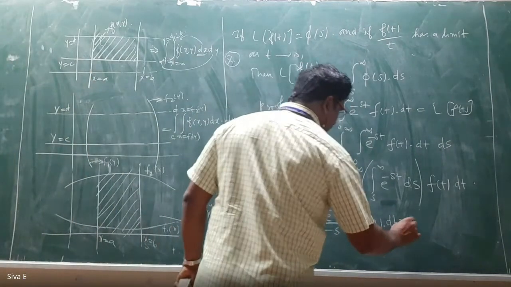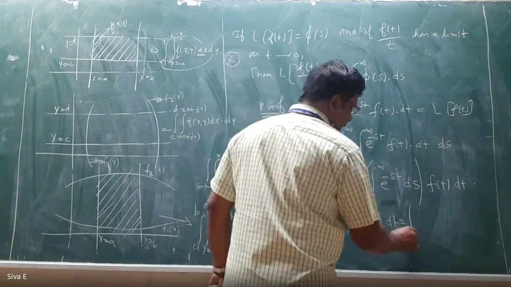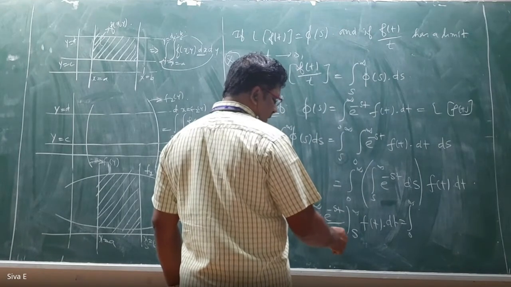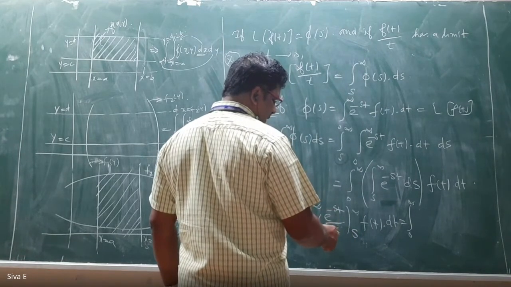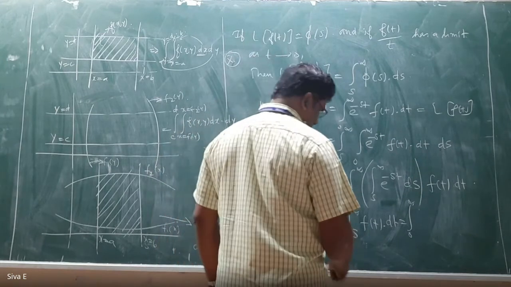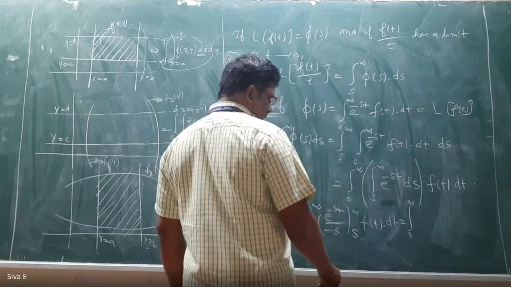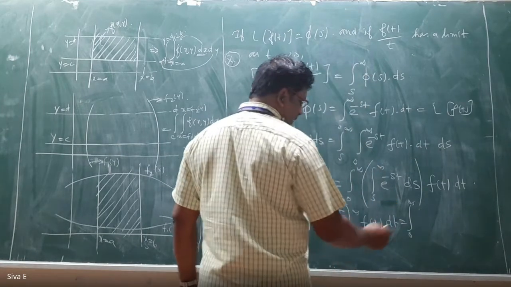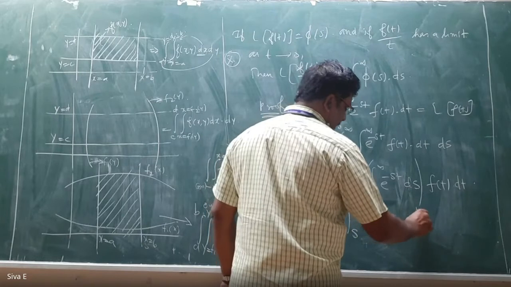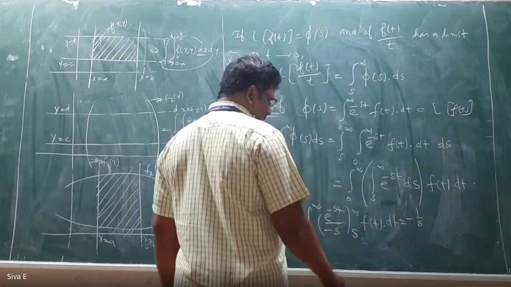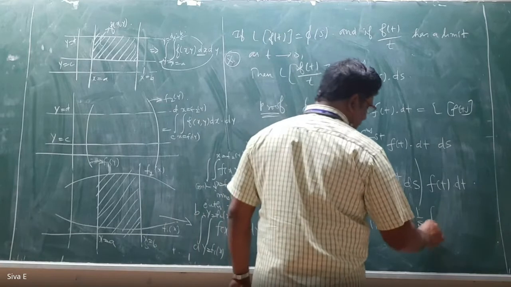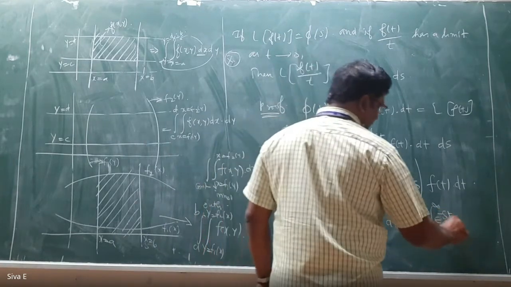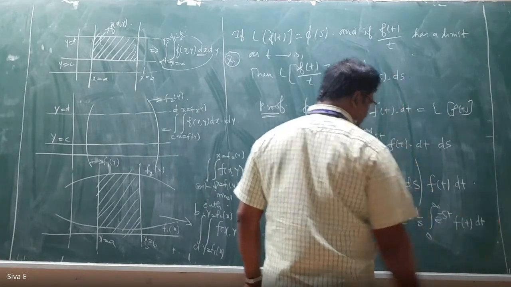So here integral over 0 to infinity e power minus st by minus s, that is e power minus st. Take that minus s outside, minus 1 by s, take it outside first, minus 1 by s e power minus st, integral over 0 to infinity e power minus st f of t dt.